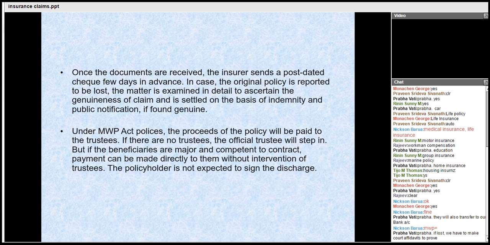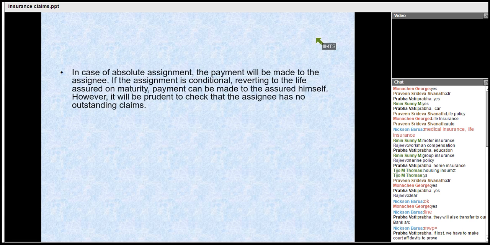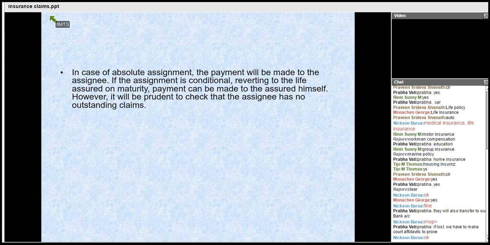So what all insurance policies do we take? Can you give me an example? That is the married women policy. Do you know about it? Does anyone know about the married women policy? MWP Act. Auto, life policy. Okay, let me tell you that. Medical insurance. Correct. See, according to the MWP Act, the insurer has to satisfy.